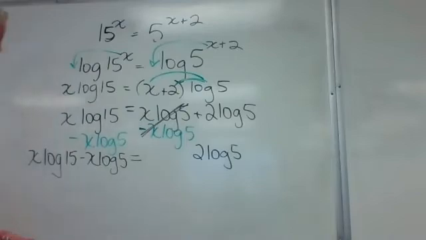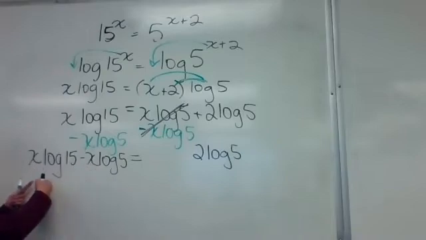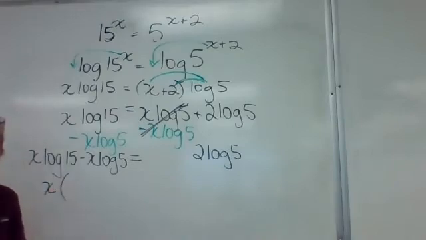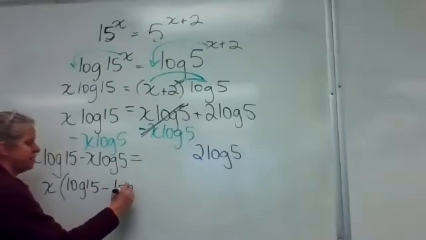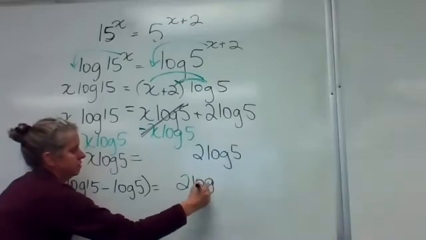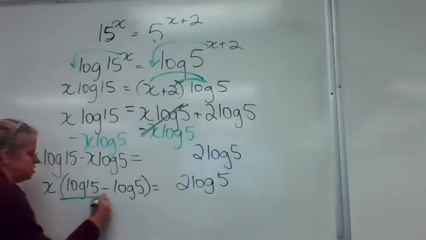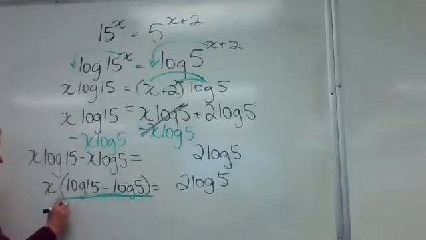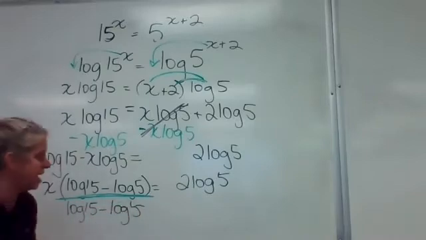So again, why did we put these on the same side? So that both terms that had the x will be together, and I can pull out that x, put in parentheses what's left after I take the x out of both of those. So this one would just be log 15 minus log 5. Still over here, 2 log 5. So to get this x by itself, I just need to divide by this. So I'm dividing by log of 15 minus log of 5 on both sides.